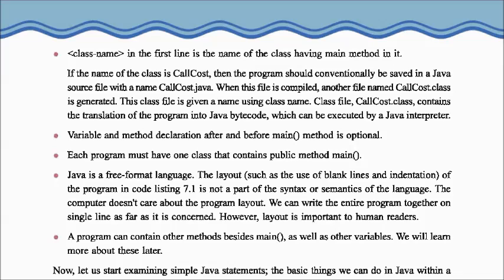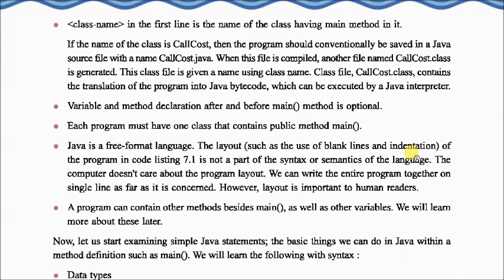Variable and method declaration before the main method is optional. Whenever you want to declare a variable, it is optional. If needed, then you have to declare. If not needed, not needed. Each program must have one class that contains the public method main. Minimum one public method should be there in each program.